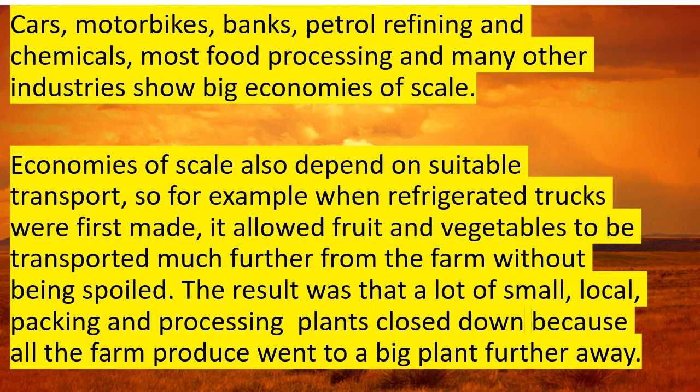Economies of scale also depend on suitable transport. So for example, when refrigerated trucks were first made, it allowed fruit and vegetables to be transported much further from the farm without being spoiled. The result was that a lot of small local packing and processing plants closed down because all the farm produce went to a big plant further away.